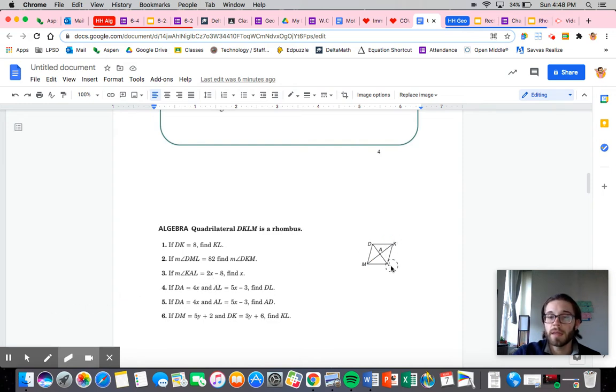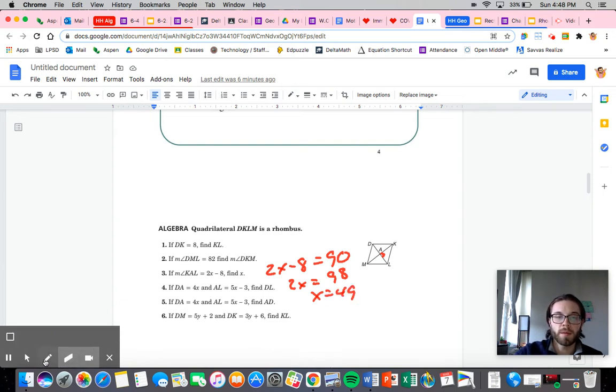Now, KAL is 2x minus 8. Well, what do we know about the diagonals? They are perpendicular, right? So if you have this angle right here, that is perpendicular. So you just set that equal to 90. 2x equals 98, x will equal 49. So x is equal to 49.